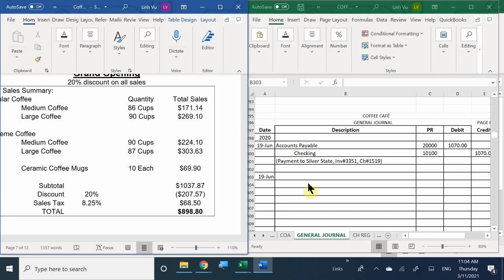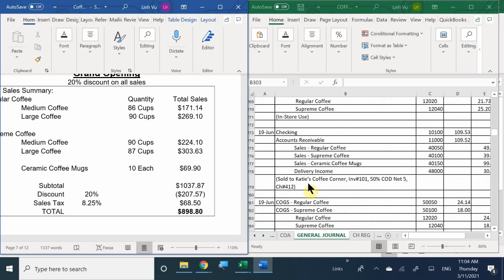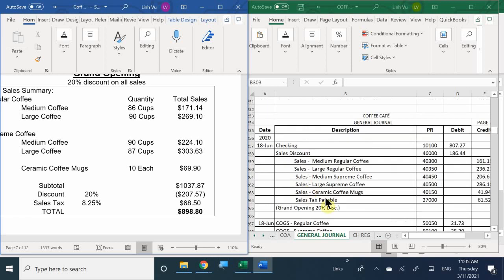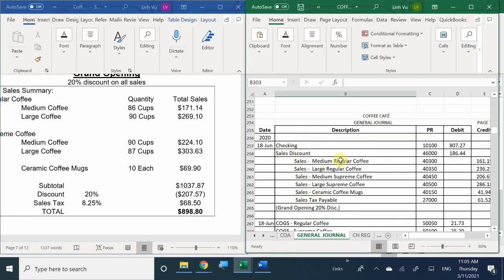Okay, checking and sales discount. Checking and sales discount, good. Credit to sales accounts for medium regular, large regular, medium supreme, large supreme, and ceramic coffee mugs. Good. Sales tax payable. Excellent.